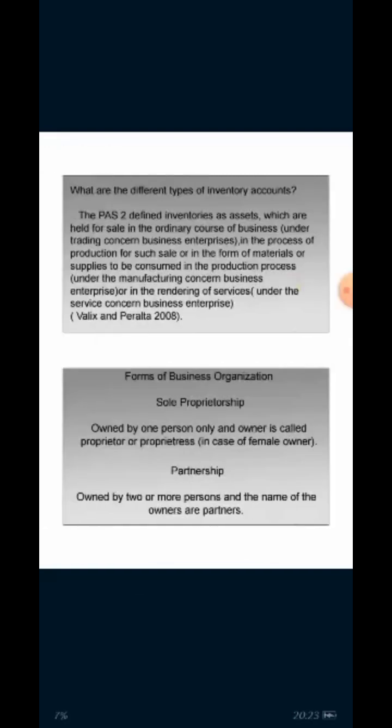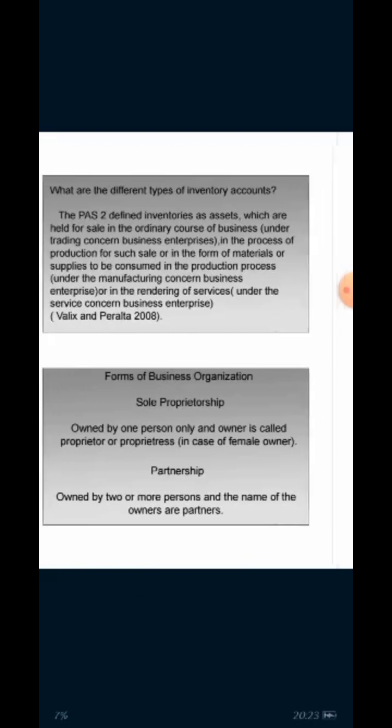Business organization is a service concern business enterprise. There are three types of business: sole proprietorships, partnerships, and corporations. That was already reported by other members of our group. So I'm going to report about the types of business organizations.